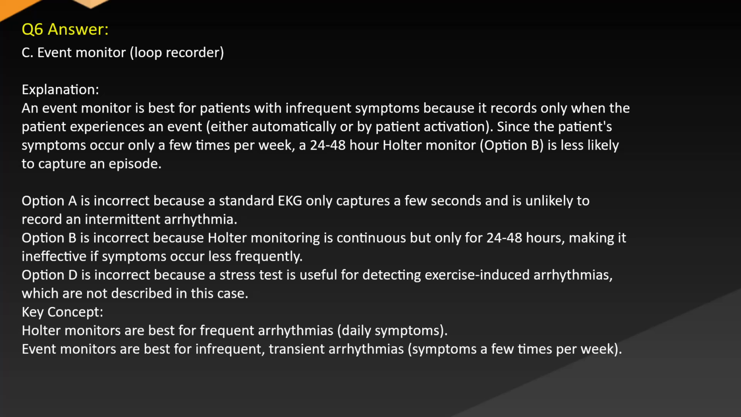Explanation: an event monitor is best for patients with infrequent symptoms because it records only when the patient experiences an event, either automatically or by patient activation. Since the patient's symptoms occur only a few times per week, a 24 to 48-hour Holter monitor, option B, is less likely to capture an episode. Option A is incorrect because a standard EKG only captures a few seconds and is unlikely to record an intermittent arrhythmia. Option B is incorrect because Holter monitoring is continuous but only for 24 to 48 hours, making it ineffective if symptoms occur less frequently.